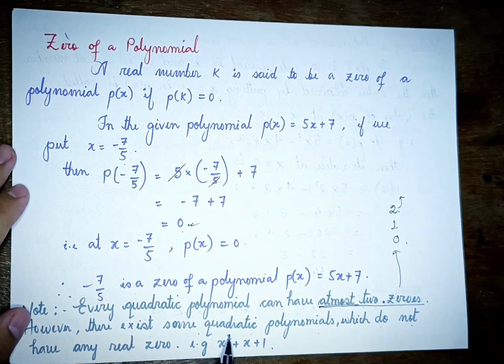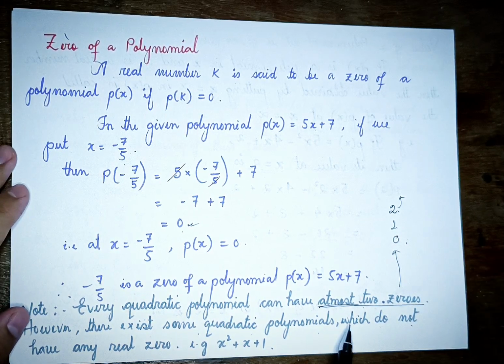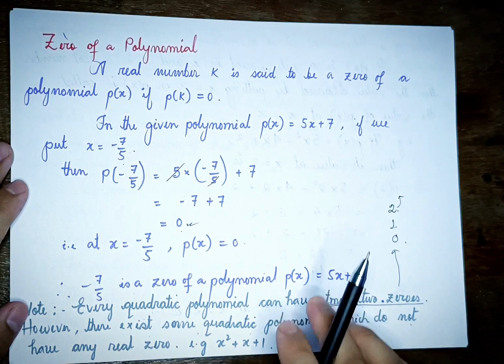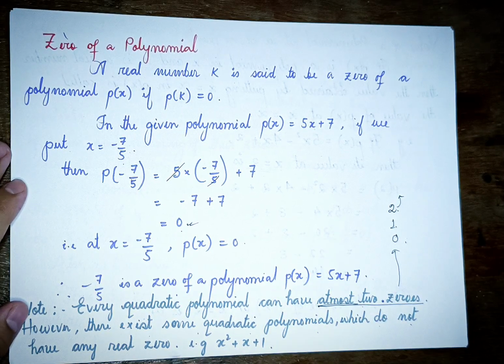However, there exist some quadratic polynomials which do not have any real zeros. This quadratic polynomial x squared plus x plus 1 has no zeros.